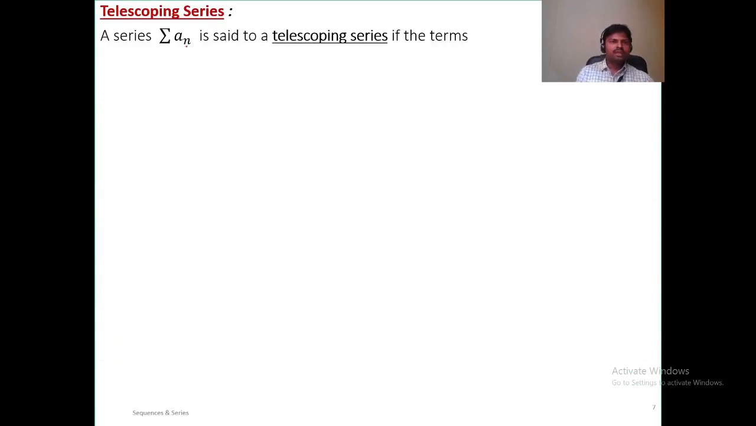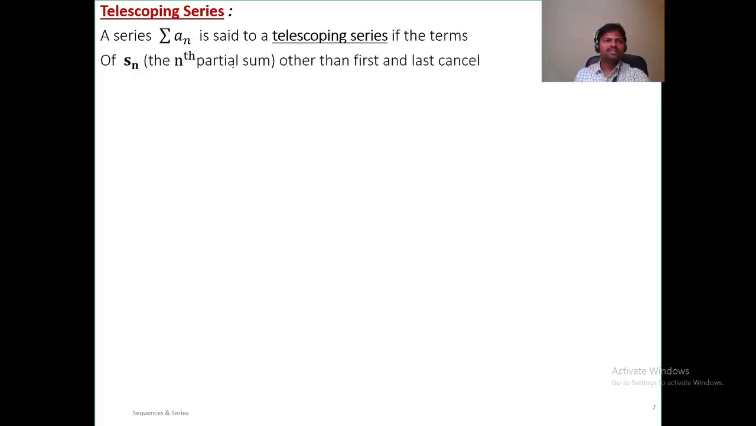A series Σaₙ is said to be a telescoping series if the terms of Sₙ, the nth partial sum, other than the first and last, cancel out in pairs. So in the nth partial sum, other than the first and last, every term cancels in pairs. Such a series is said to be a telescoping series. Example: the series sum from n equals 1 to infinity of 1 upon n into (n plus 1).